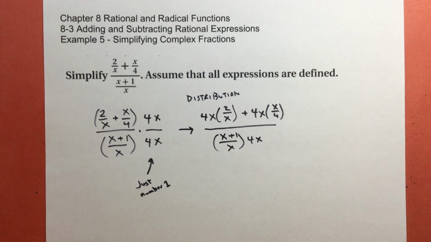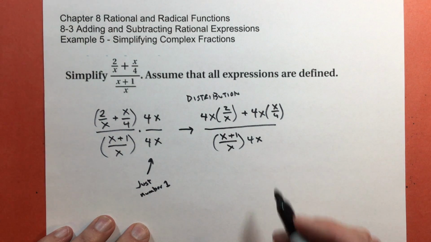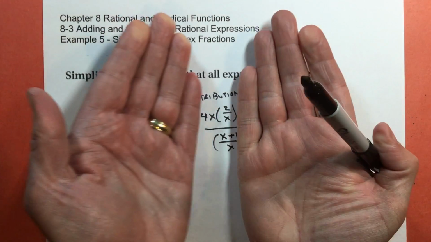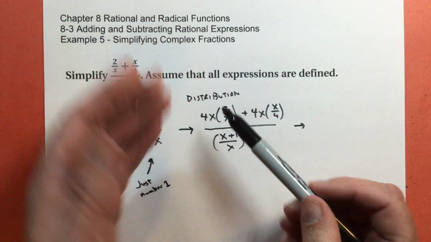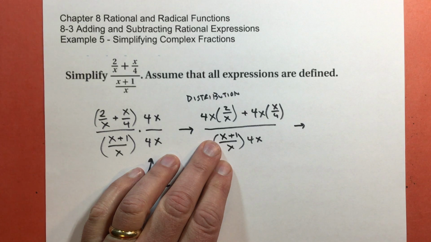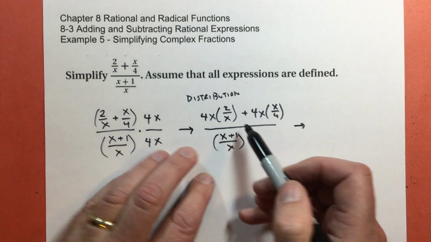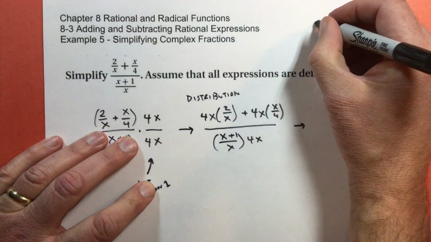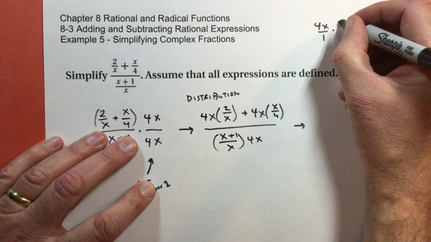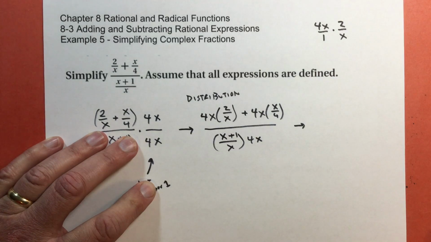Okay, and as always, pause it, try to trace what I just did, rewind it if you need to. Let's simplify this a little bit more. The x's are going to reduce. You can even think of it, maybe I could have written it like this: 4x over 1 times 2 over x. That would have been the same thing.